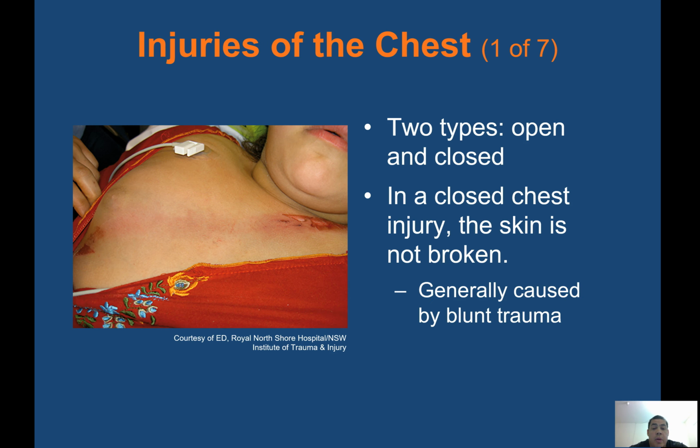There are two types of chest injuries, open and closed. In a closed chest injury, the skin is not broken, generally caused by blunt trauma. So this actually looks like this person may have been in a car accident. You see how this kind of comes across the chest a little bit? It might be a seatbelt abrasion, okay?